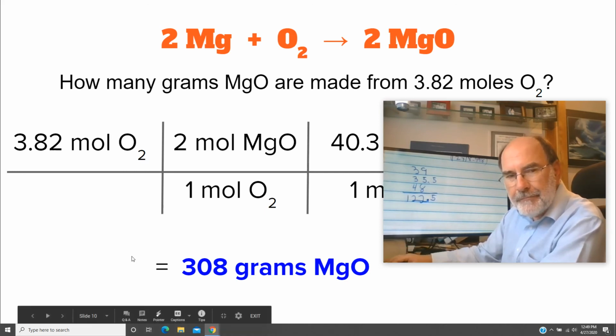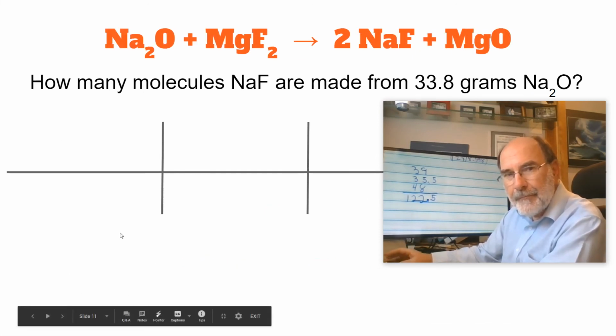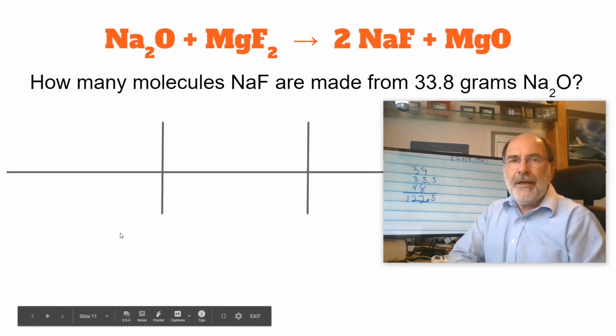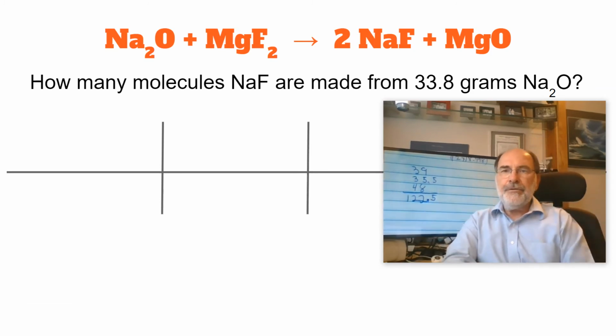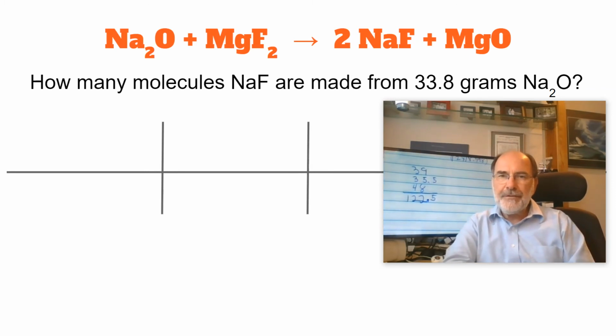All right, next one. I see this as sodium oxide and magnesium fluoride combine to produce sodium fluoride and magnesium oxide. And as I look at this, I see it is a double displacement chemical reaction. The skeleton seems to be written correctly. The coefficients seem to be written correctly. The question is, how many molecules of sodium fluoride are made from 33.8 grams of sodium oxide?